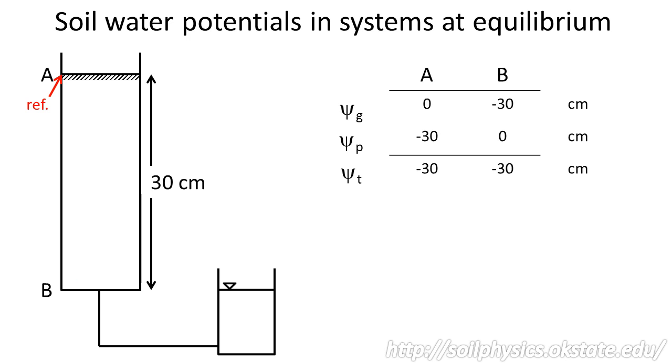The total potential at B then would become minus 30, because the pressure potential hasn't changed. The free water surface is still at elevation B. So that pressure potential is still 0, and the total at B is now minus 30. Total potential at A, likewise, must be minus 30 because the system's at equilibrium, and their pressure potential at A is minus 30. I hope these simple examples have helped you understand how to analyze soil water potentials in systems at equilibrium.